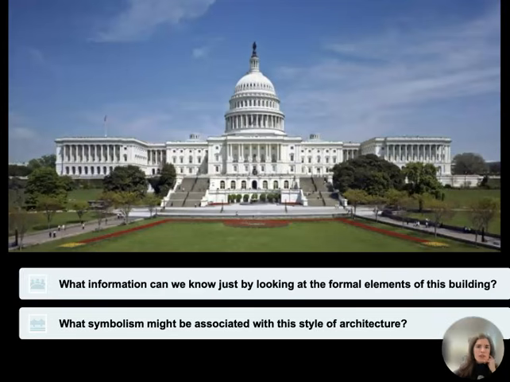Okay, moving on. This is where we could think about symbolism of architecture and the iconography that can be embedded into architecture. So what information can we know just by looking at the formal elements of this building? Again, this is the US Capitol in Washington, D.C. And what symbolism might be associated with this style of architecture?